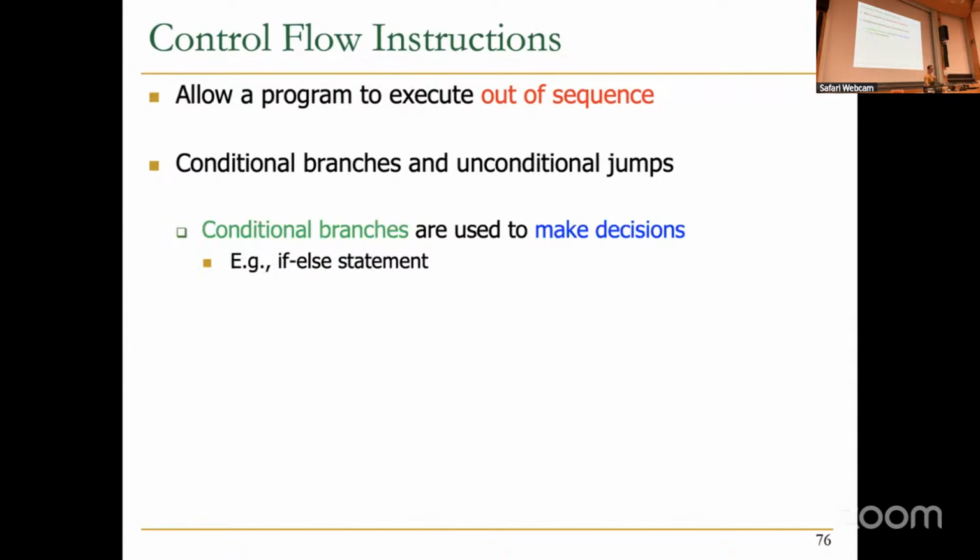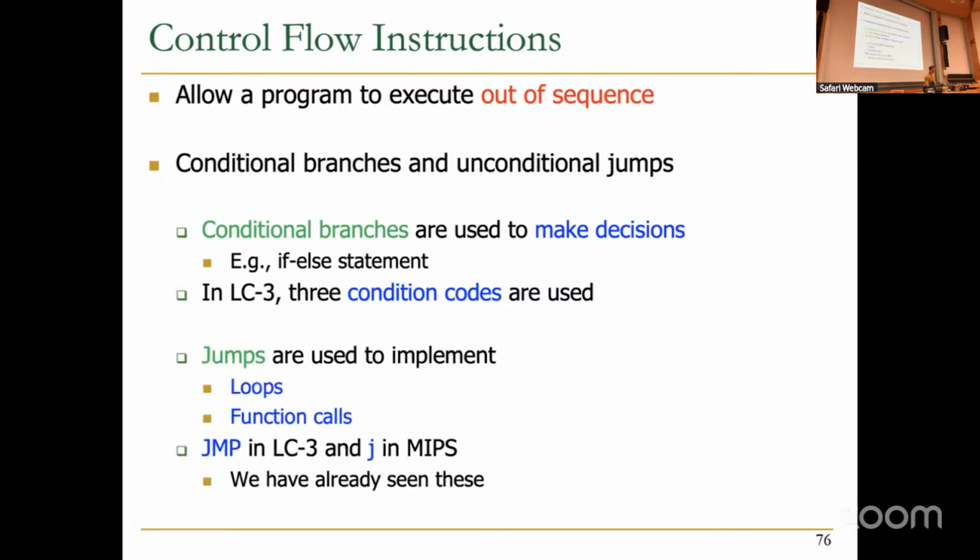Conditional branches are used to make decisions. For example, you have an if-else statement. If x is greater than 5, go to this part of the code. Otherwise, go to this part of the code, right? So LC3 and MIPS treat this differently. And there are different ISAs that do either what LC3 does or what MIPS does. For example, x86 does something similar to LC3. x86 does also other stuff, but condition codes, for example, that LC3 uses are used in x86. Let's take a look at what those are.